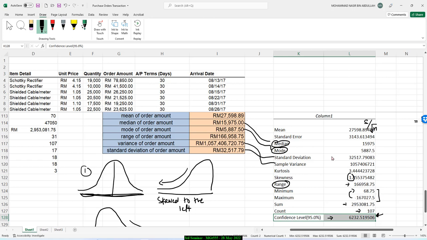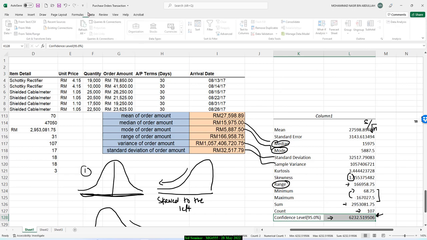Okay, so very simple by using data analysis, right? Okay, boleh? Any questions so far?